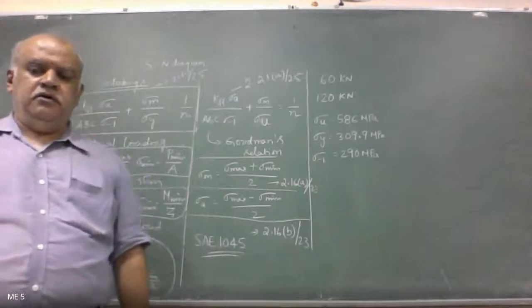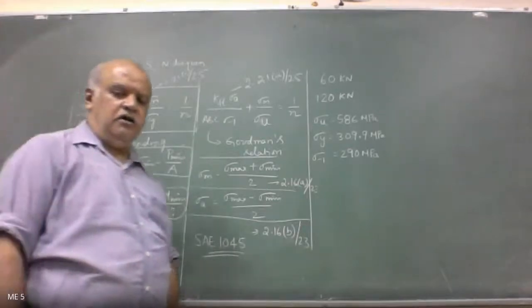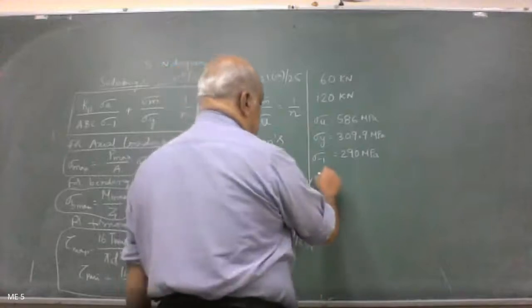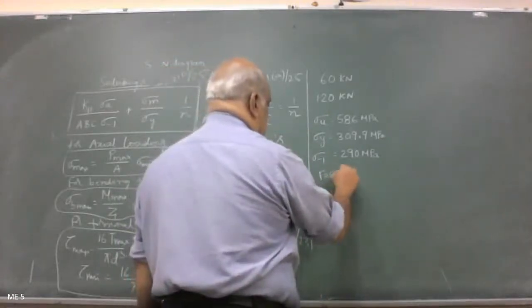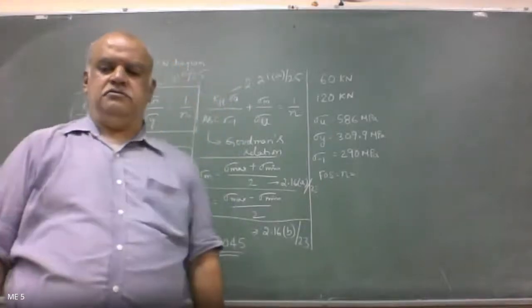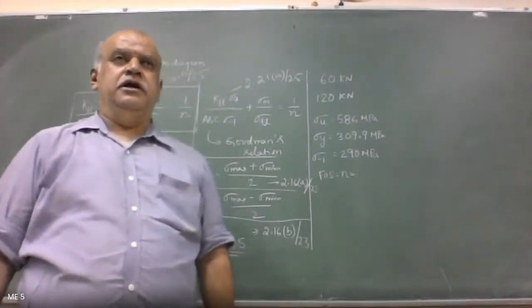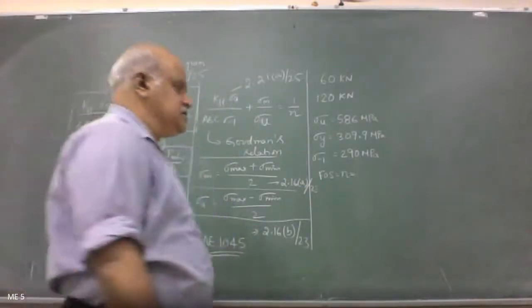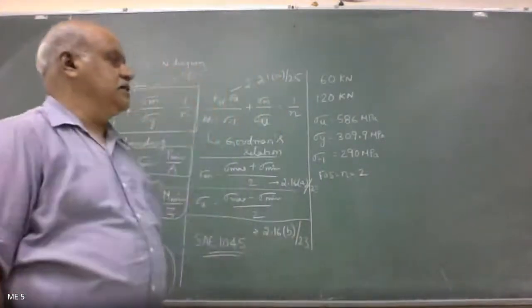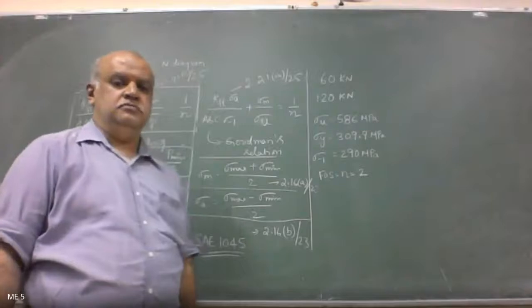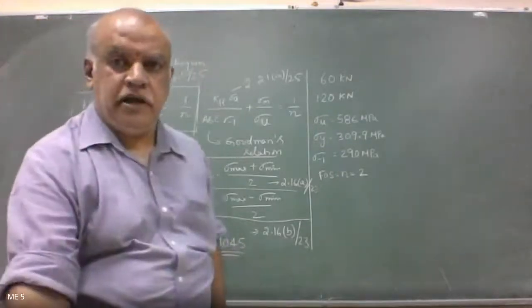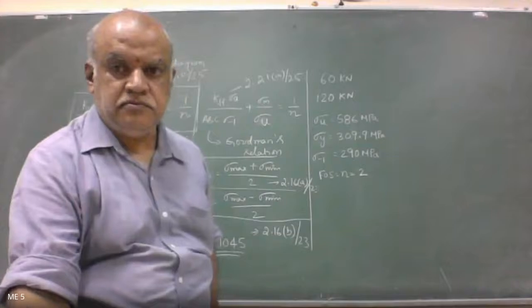Full stop. Find the diameter of the rod, taking FOS as 2.